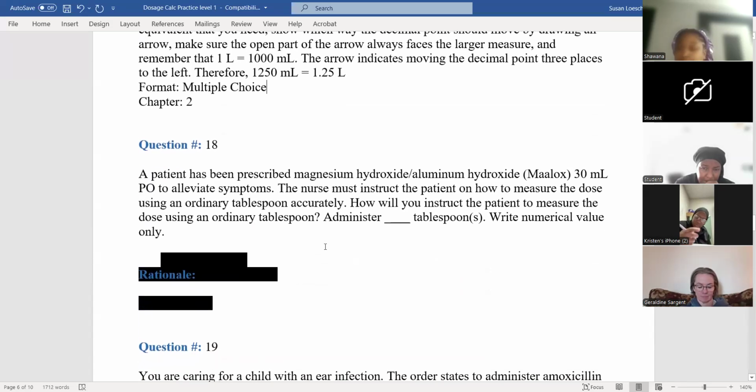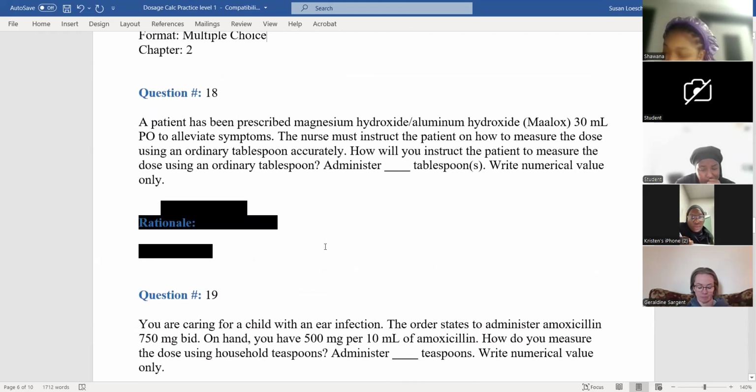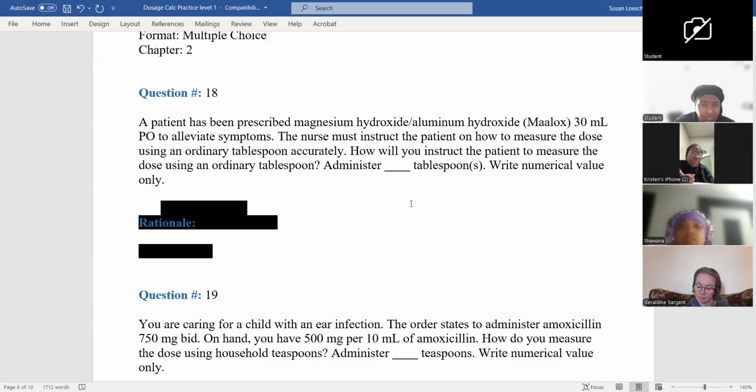All right. Now let's look at this next one. So this question says, how will you instruct the patient to measure the dose using an ordinary tablespoon? So first thing you have to calculate is what? In order to give this dose, what did I say for a tablespoon or teaspoon? What's the first thing you have to calculate? How many mLs you're going to give, right? How many mLs are you giving here?